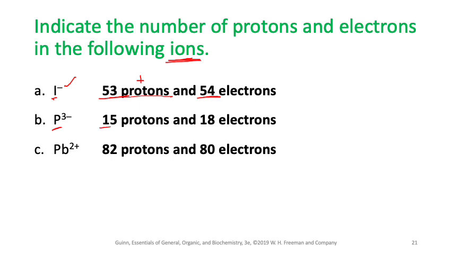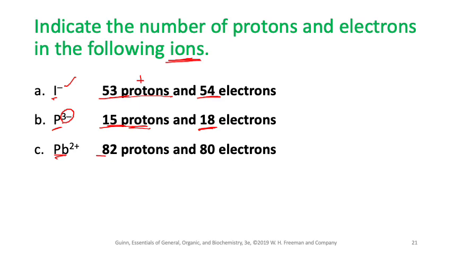Phosphorus has 15 protons because the atomic number is 15 in the periodic table, and when you see a charge of -3, that means phosphorus took 3 electrons from somebody else. So it has 3 extra electrons that it usually had. That means 3 extra negative charges, so 18.